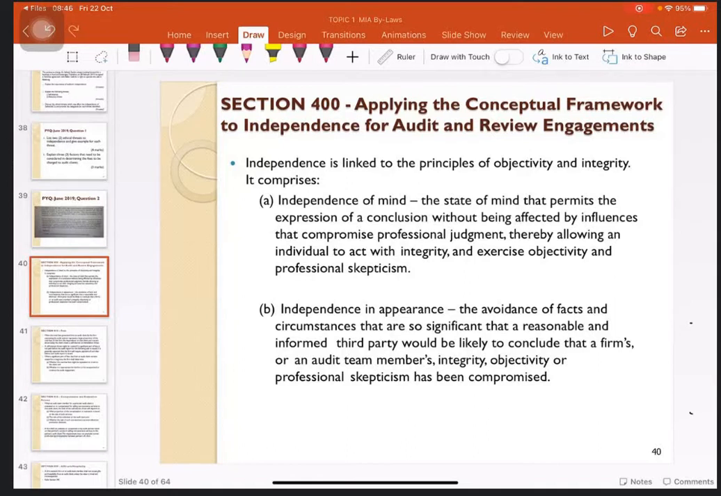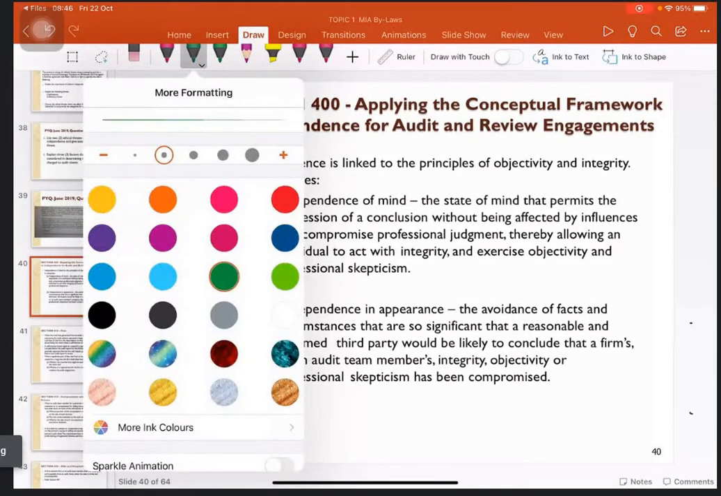What does independent mean? It means you have to have integrity and objectivity. You have to be very objective when you conduct the audit. Nobody should be able to influence you. You cannot be biased. All this we call independence. Basically, we have two types of independence: number one, independence in mind, and the second one is independence in appearance.